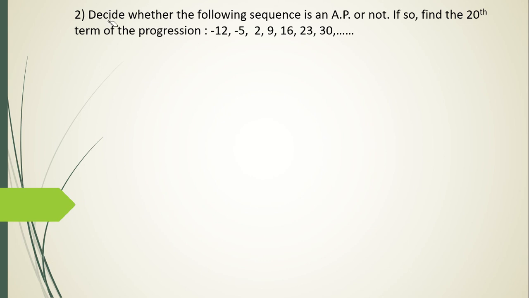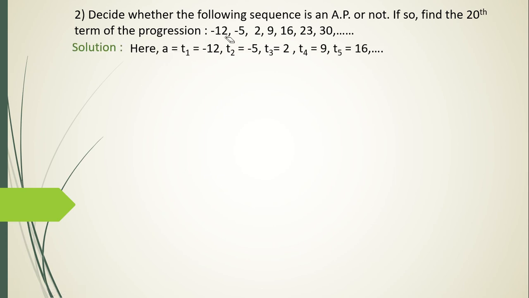Now the second sum. Decide whether the following sequence is an AP or not. If so, find the 20th term of the progression. This is the sequence given, but they have not told us whether it is an AP or not. We have to find that, and finding is quite simple. You just have to find D, the common difference. If that common difference is a constant number, and it comes the same everywhere, T2 minus T1, T3 minus T2, T4 minus T3, then the sequence is going to be an AP. So first write down what T1 is. T1 is minus 12, T2 is minus 5, just write down.